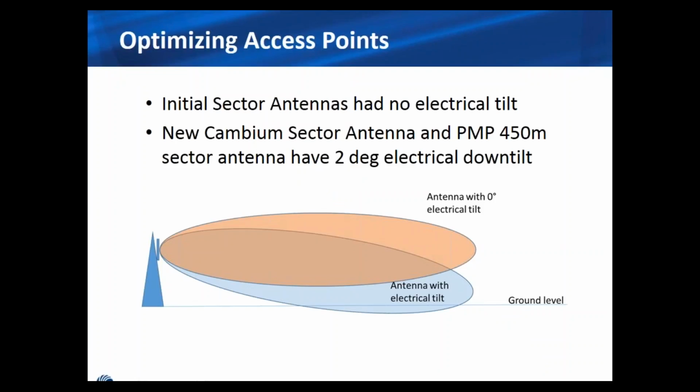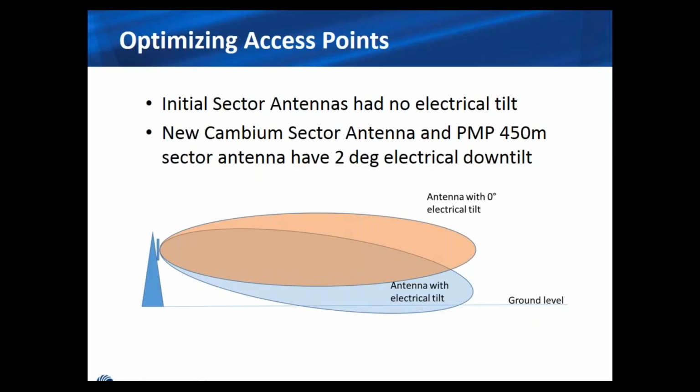Optimizing access points. The first of these looks at how we can optimize the performance of the access point by adjusting the tilt. This has become more important as Cambium have introduced new antennas recently. The initial sector antennas used for ePMP and PMP 450 did not include any electrical tilt, which means that the peak of the beam was parallel to the ground if the antenna was installed without any mechanical tilt.